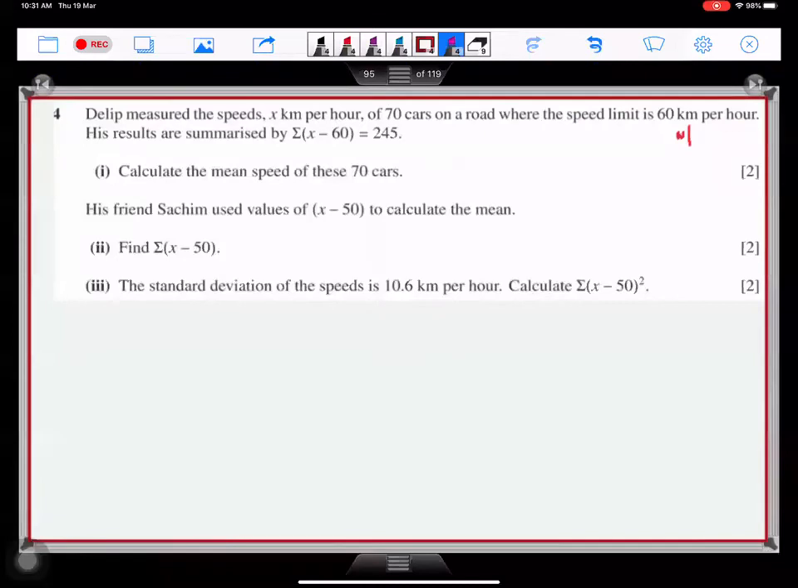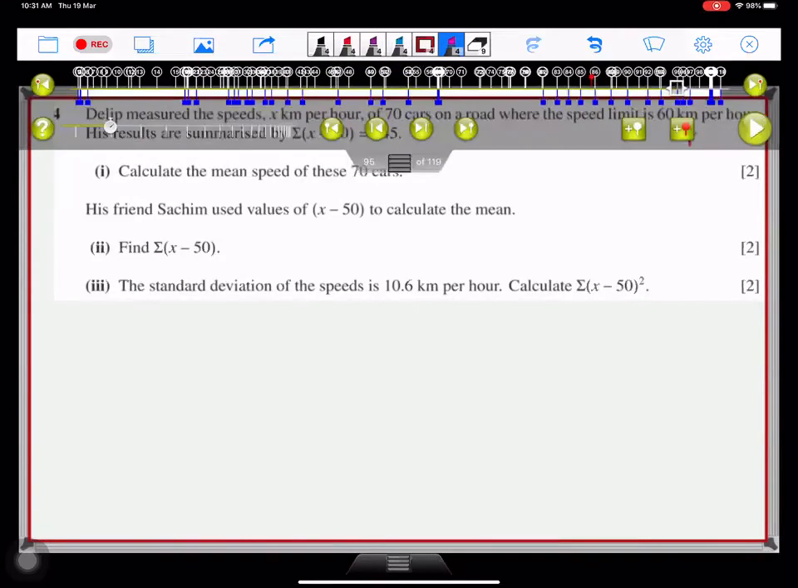First, read the question. Dilip measured the speeds x kilometer per hour of 70 cars on the road, where the speed limit is 60 kilometers per hour. His results are summarized by such and such. Calculate the mean speed of these 70 cars. That is straightforward. Let's have a look.